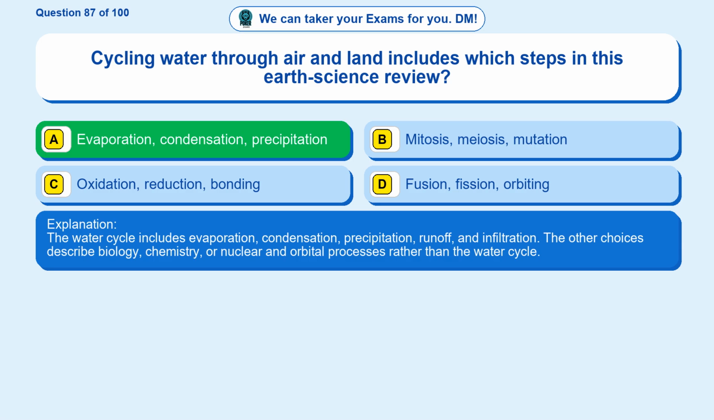The water cycle includes evaporation, condensation, precipitation, runoff, and infiltration. The other choices describe biology, chemistry, or nuclear and orbital processes rather than the water cycle.